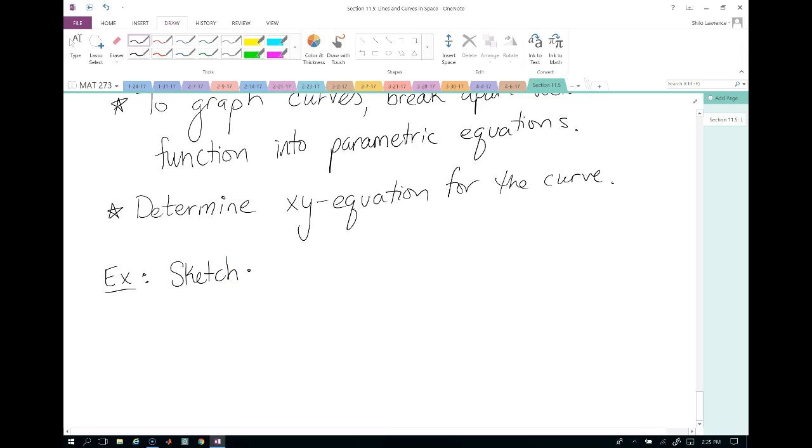So to get this started, I'm going to go through an example to show you how we can do this with parametric equations. We're going to try to sketch a graph of r of t equals 3 cosine t i plus sine t j.